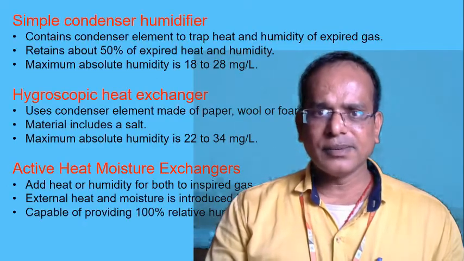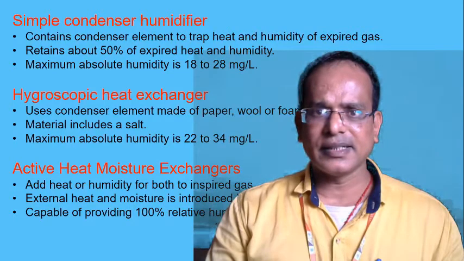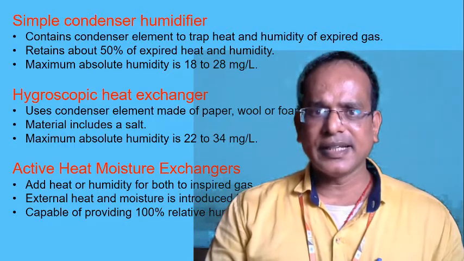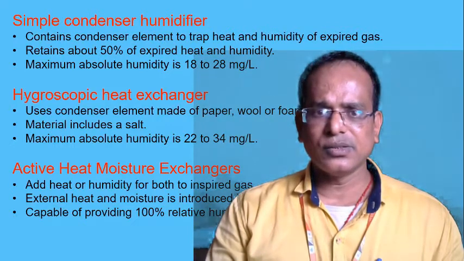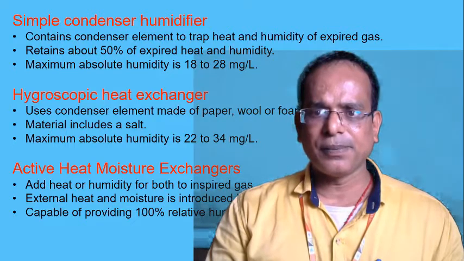A simple condenser humidifier contains a condenser element to trap the heat and humidity of expired gas. It retains about 50% of expired heat and humidity. Maximum absolute humidity is 18 to 28 mg per liter. A hygroscopic heat exchanger uses a condenser element made up of paper, wool or foam. The material includes a salt. Maximum absolute humidity is 22 to 34 mg per liter.